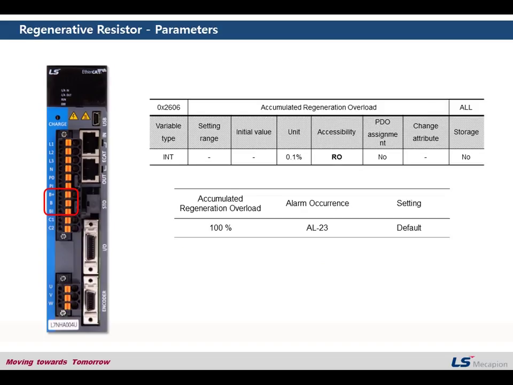Before we check the parameter 200A, which is to set derating factor, I'd like to inform you of this parameter first. This is 2606, which is accumulated regeneration overload. This parameter shows the percentage of value for accumulated regeneration overload. And you should note that at the moment when this value reaches 100%, the regeneration overload alarm 23 occurs, because the alarm 23 is set to occur when this value is 100%.